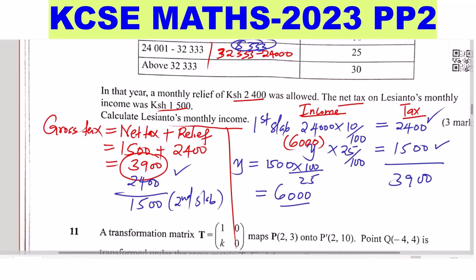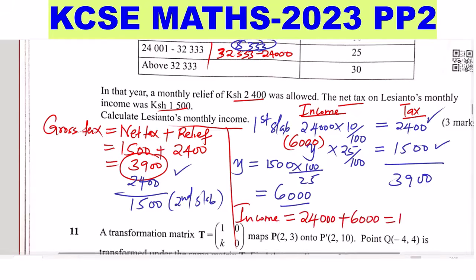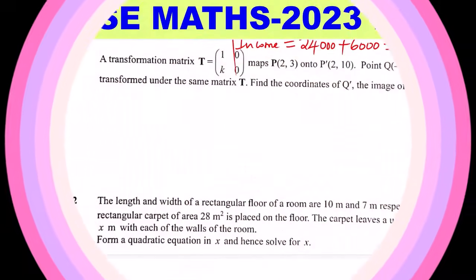So now the question is the monthly income. So total monthly income is the income from the first slab, which is 24,000, plus the income in the second slab, which you have obtained as 6,000, and this one will give 30,000. So that is how you're supposed to solve that.